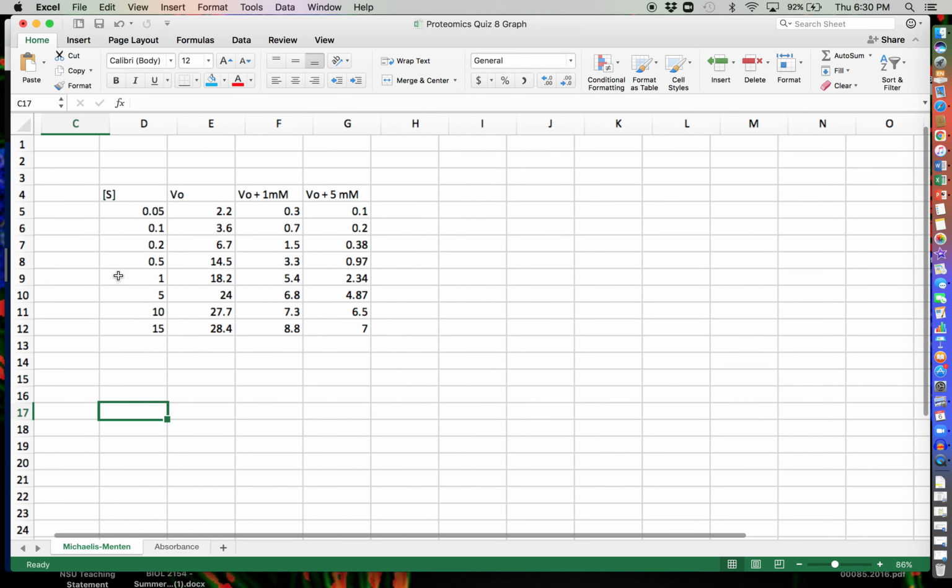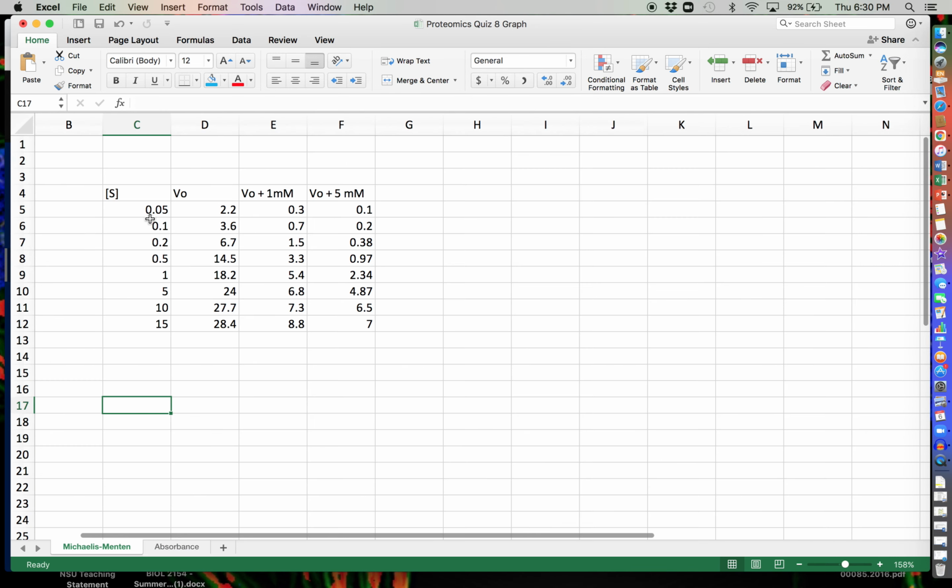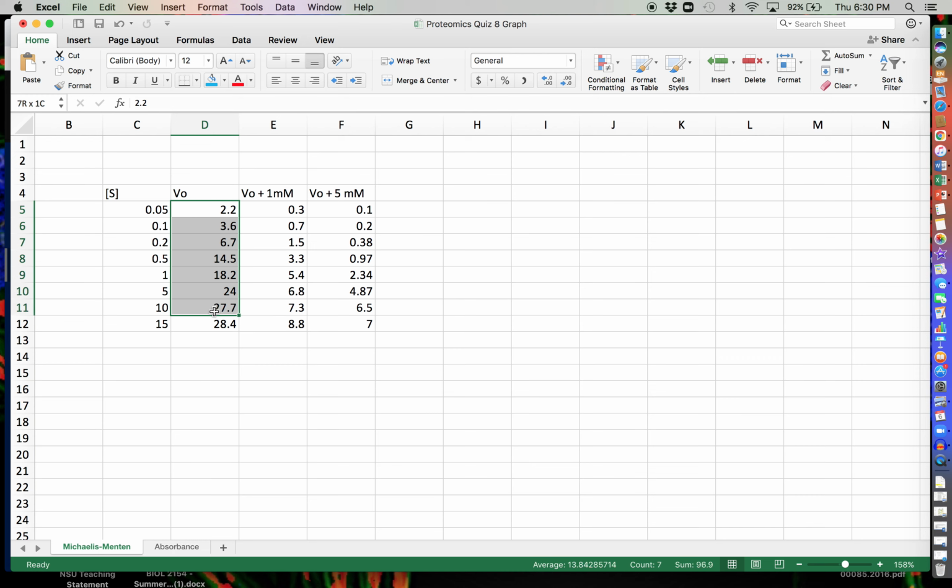So let me kind of zoom in here. Okay, so let's say that our substrate concentrations that we tested here are, and everything's millimolar, 0.05, 0.1, 0.2, 0.5, 1, 5, 10, and 15. So we're testing a wide range of substrate concentrations. Let's say that we did all those calculations that we just did for each substrate concentration, and this is what we get in this particular graph right here. Ignore these columns right here. We'll talk about that in a minute.